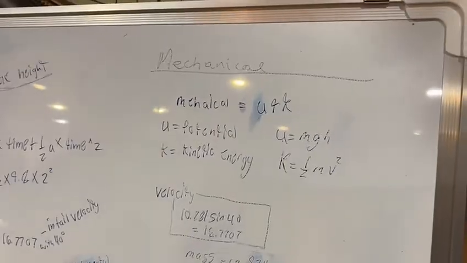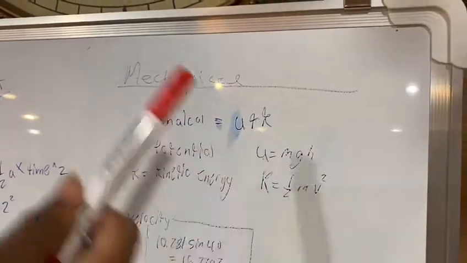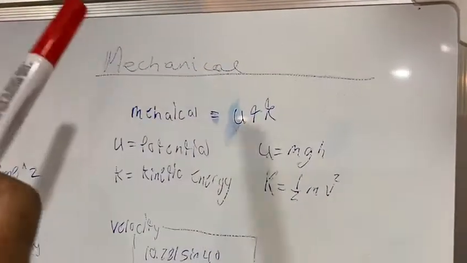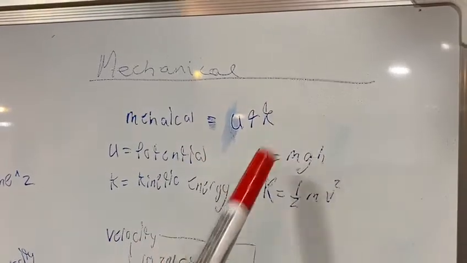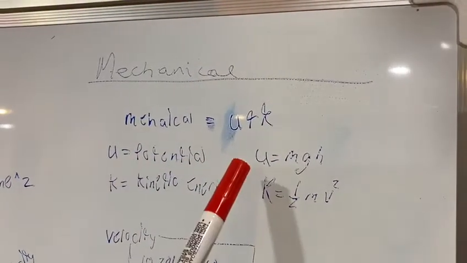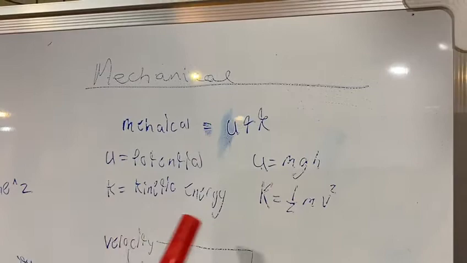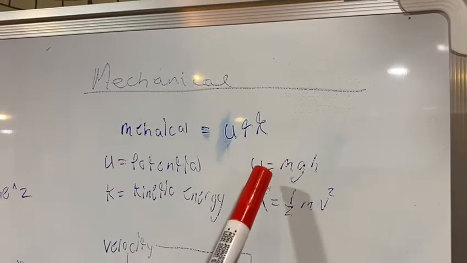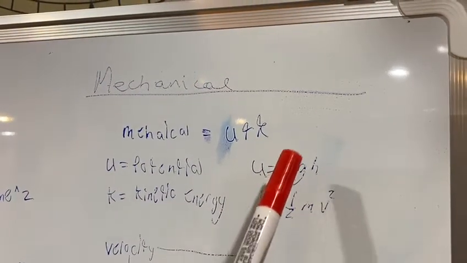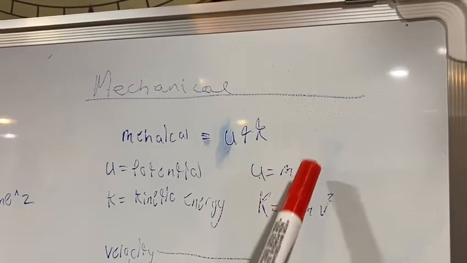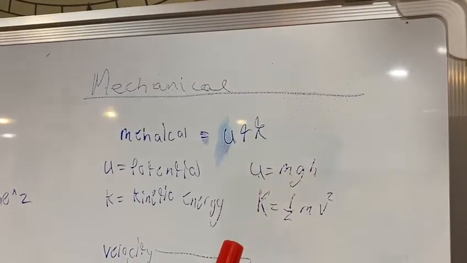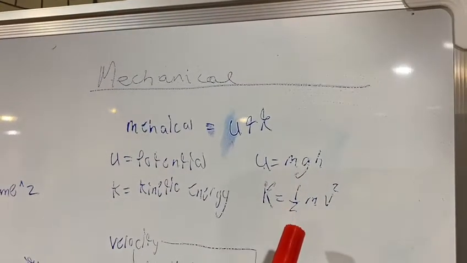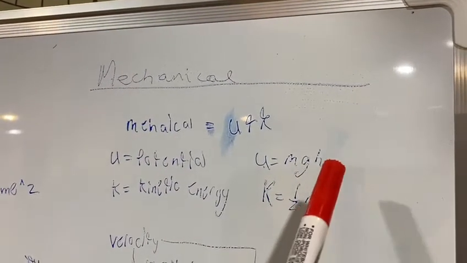Now we're going to be talking about the energy unit, which is mechanical energy. So mechanical energy is potential plus kinetic energy, and it shows right here. U equals potential energy and K equals kinetic energy. And the formula is U equals mass times gravity times height, which is potential energy, and kinetic energy equals 1 over 2 mass velocity squared.